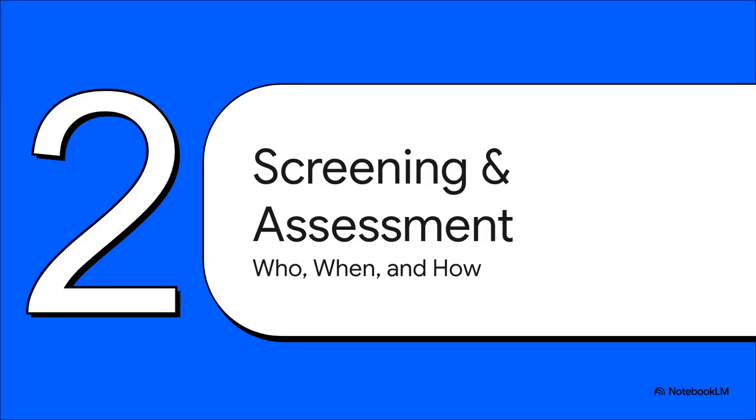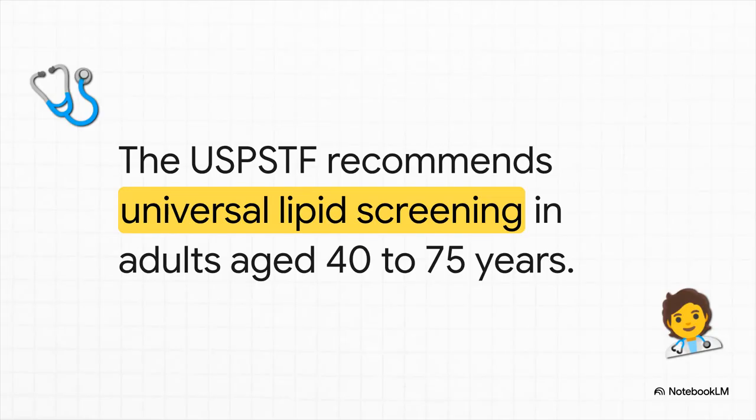Okay, so we know what we're looking for. Now let's get into the practical stuff, the clinical workup. How do we find the patients who need our help? Who, when, and how do we evaluate? The U.S. Preventive Services Task Force, the USPSTF, makes this part pretty straightforward. They recommend universal lipid screening for all adults between the ages of 40 and 75. The whole idea is to catch that risk early, way before it ever turns into a clinical event.